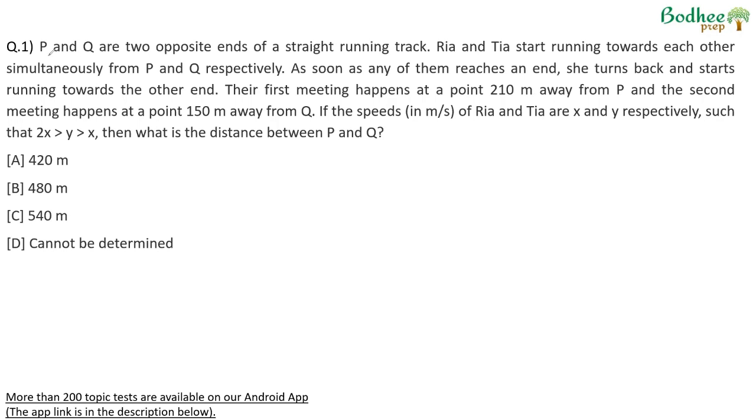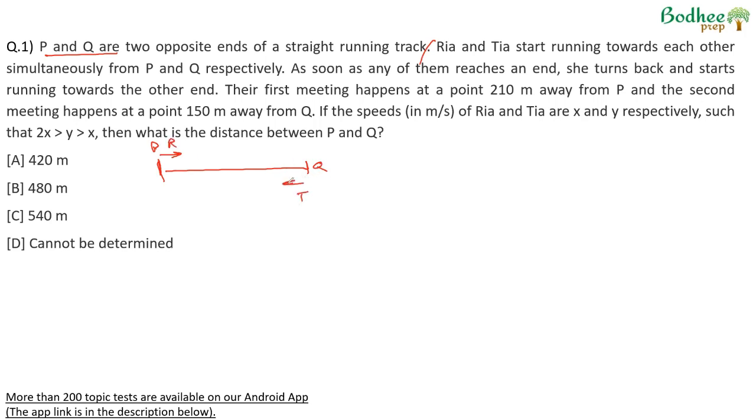P and Q are two opposite ends of a straight running track. Ria and Tia start running towards each other from P and Q. So this is P, this is Q. Ria and Tia start towards each other from P and Q respectively.